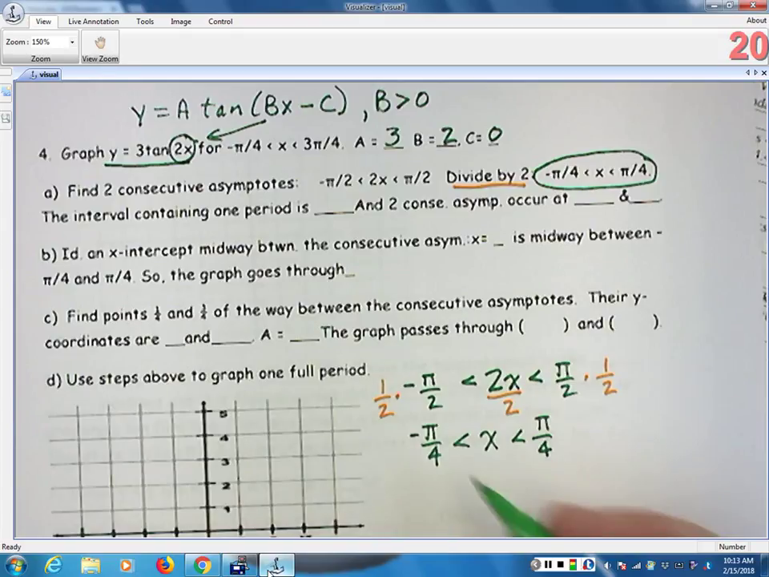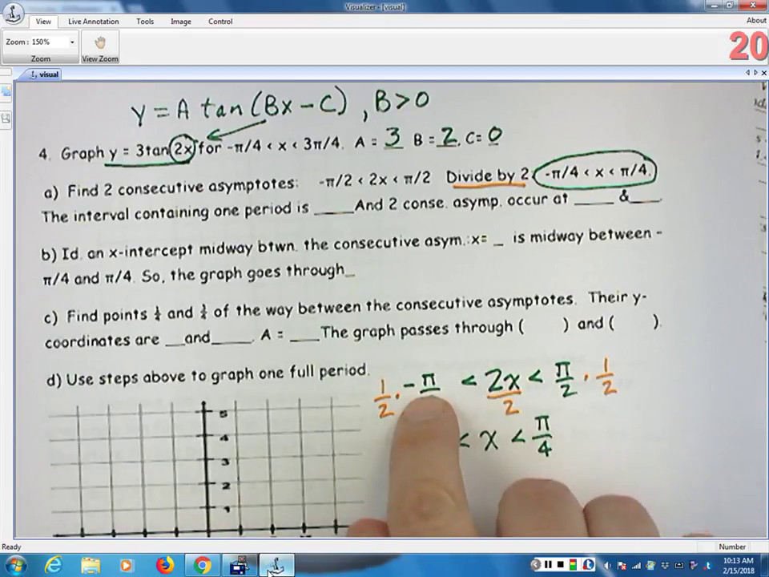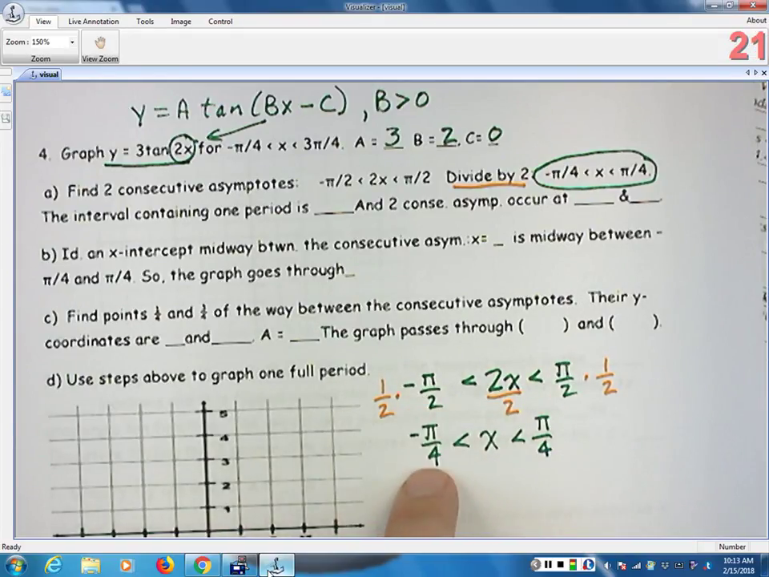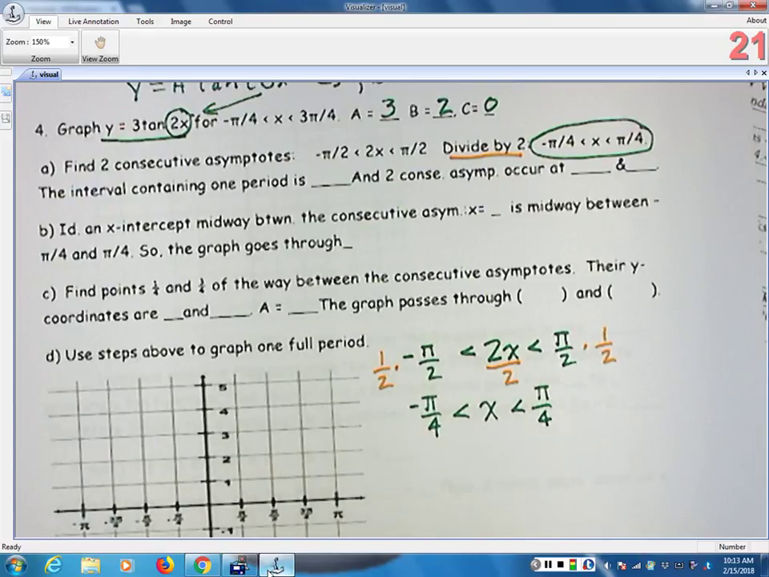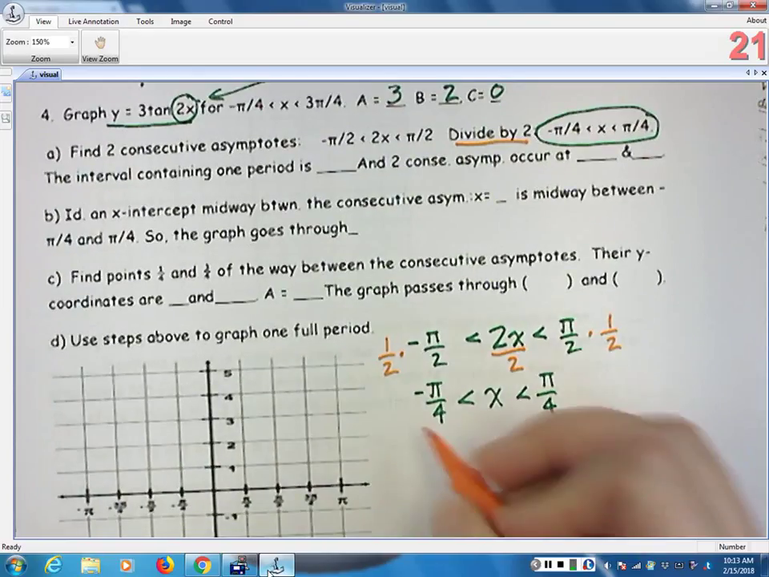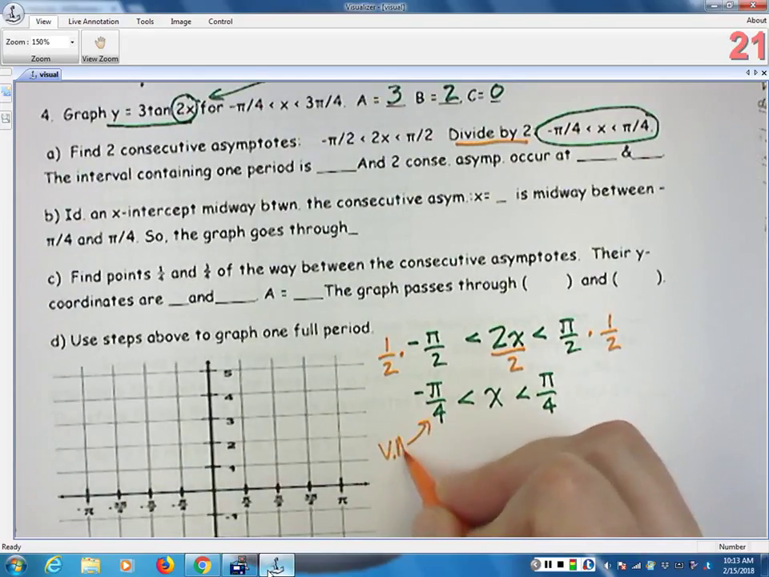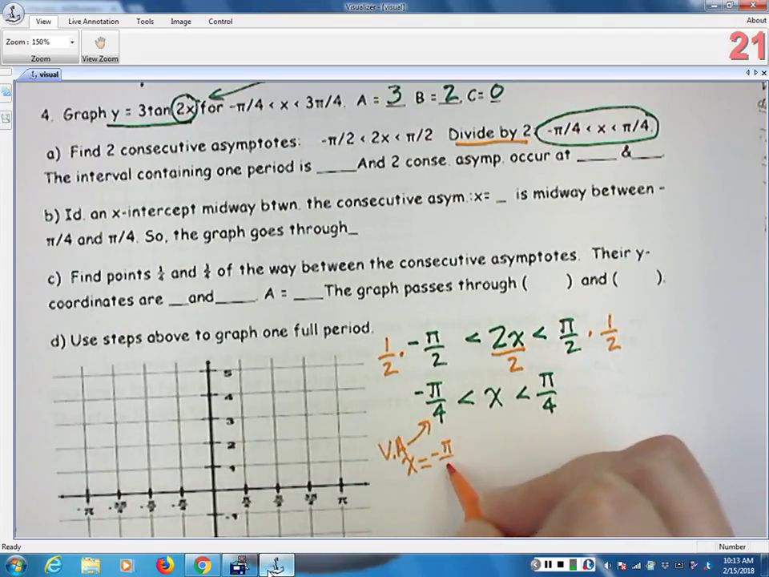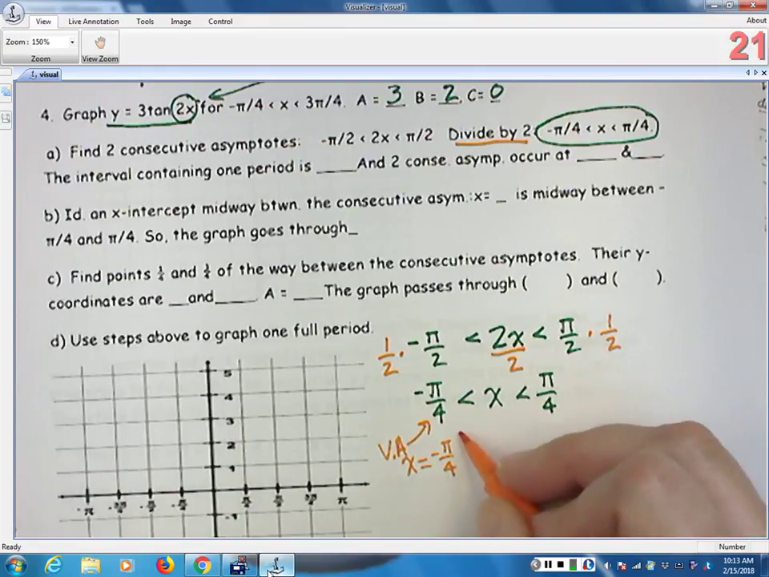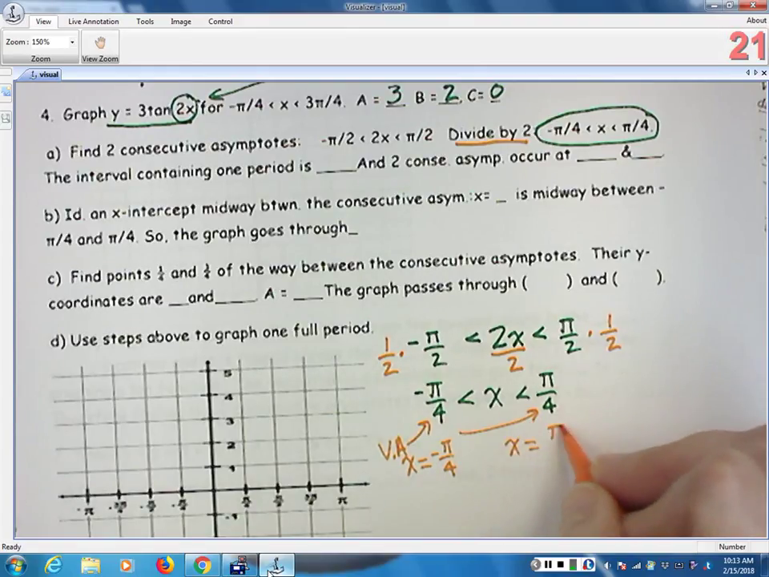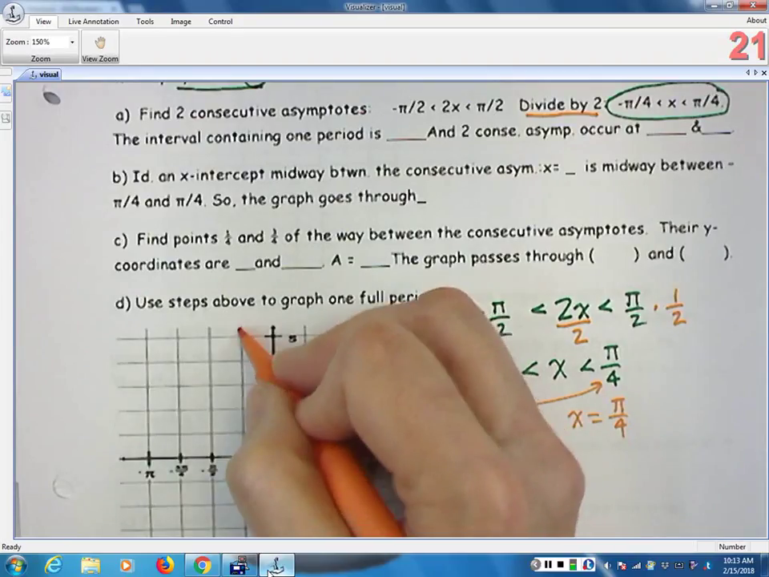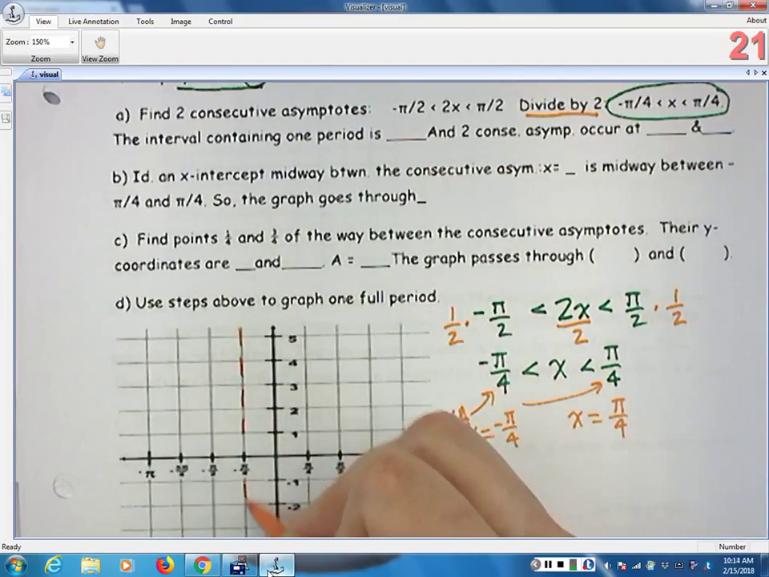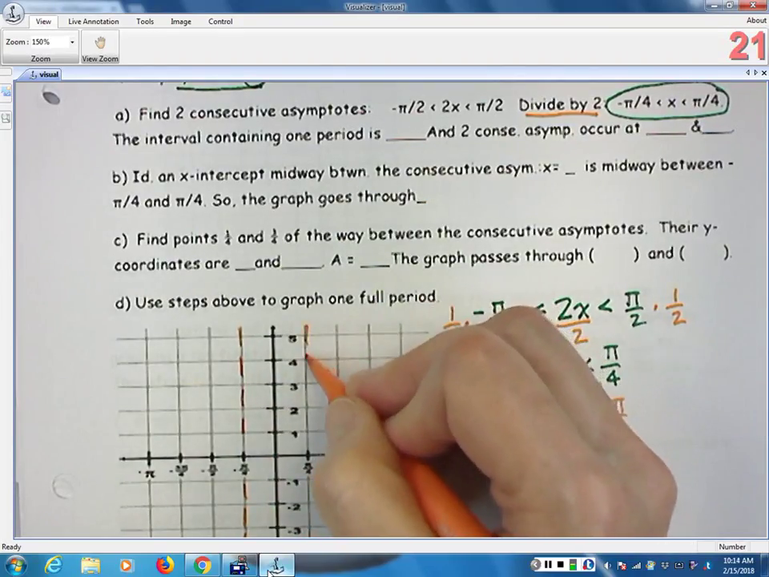But you could also set 2x equal to this and solve that and find the lower one, and you could set 2x equal to that. These are the asymptotes. Vertical asymptotes at x equals minus pi over 4 and x equals pi over 4.